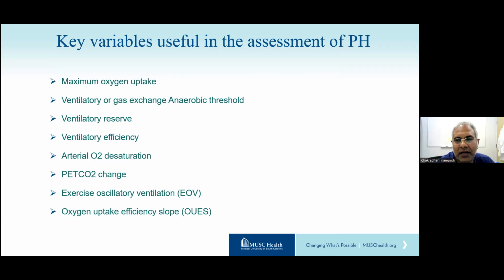Some of the key variables, in addition to what we've discussed before, are, as usual, maximum oxygen uptake. We review the ventilatory gas efficiency. We also take into consideration arterial O2 desaturation and the PETCO2 changes. We also review exercise oscillatory ventilation and oxygen uptake efficiency slope. As you could see here, there are many variables that can be helpful in evaluation of patients with pulmonary hypertension, and CPET data is very valuable before you have to perform a right heart cath on patients.